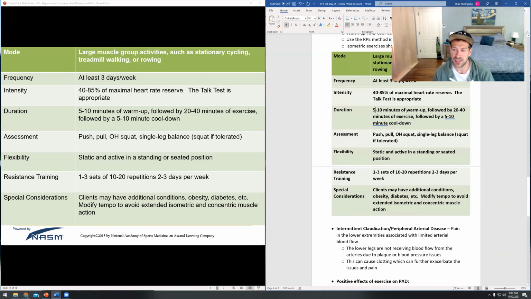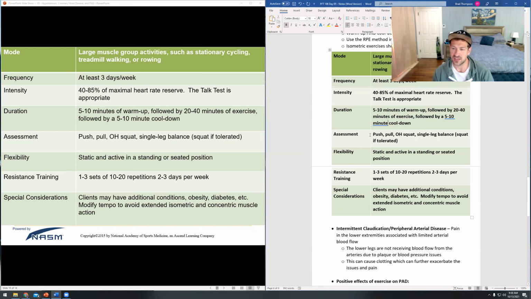Duration may be 5 to 10 minutes of warming up, followed by 20 to 40 minutes of exercise, followed by 5 to 10 minutes of cooling down. I really like a good 10-minute warm up and a 10-minute cool down. If we're going for a full 40, 60-minute session, that still leaves me 40 minutes in the gym, which is just fine. So that is sort of what that's going to look like.